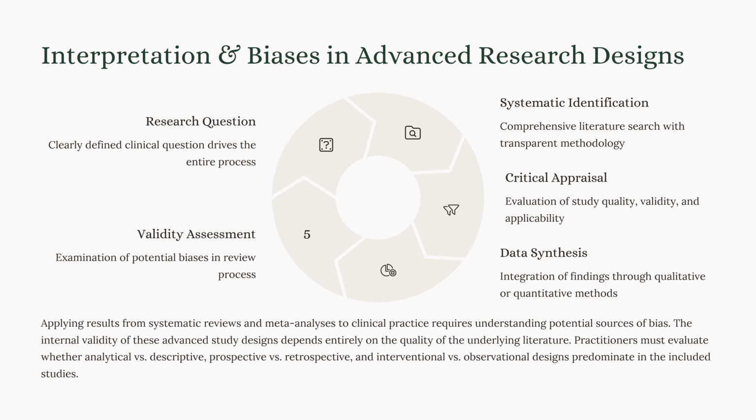You need to be able to figure out whether the studies were analytical or descriptive, prospective, retrospective, all the things we've learned. That'll help you assess whether you have a really strong meta-analysis or maybe a weaker one, which might give you some information but has some caveats when you're interpreting the results.